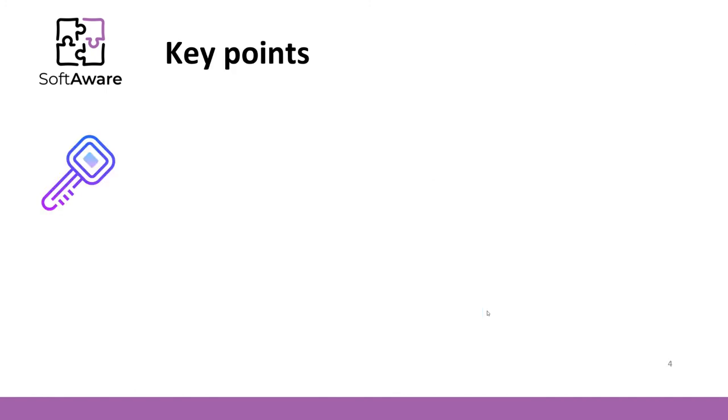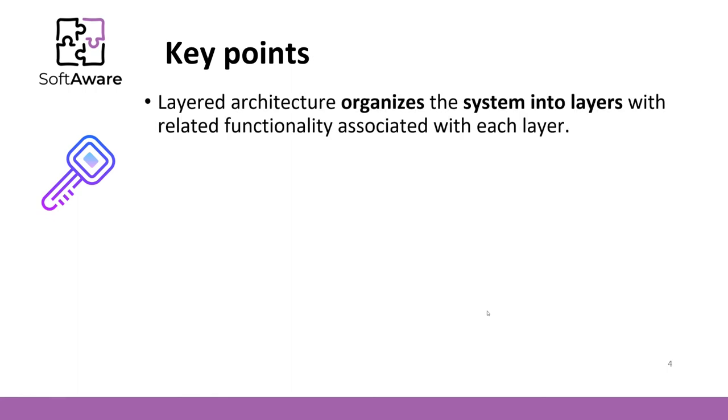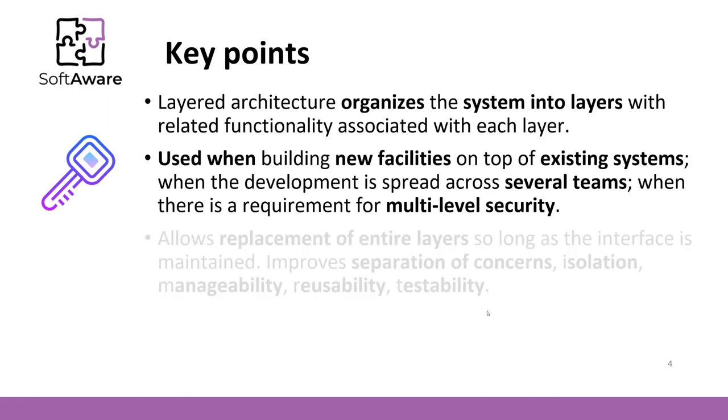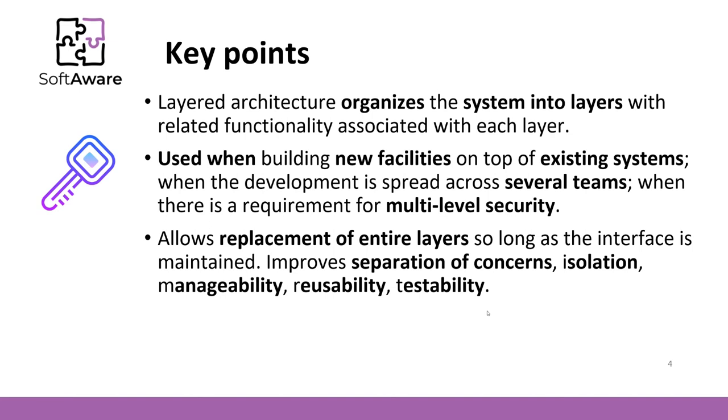Let's look at the key takeaways of this lecture. The layered architecture organizes the system into layers with related functionality associated with each layer. A layer provides services to the layer above it, so the lowest level layers represent core services that are likely to be used throughout the system. Any application may consist of separate logical layers. Used when building new facilities on top of existing systems. When the development is spread across several teams, with each team responsible for a layer of functionality. When there is a requirement for multi-level security, it allows replacement of entire layers so long as the interface is maintained. Allows separation of concerns, isolation, manageability, reusability, and testability.